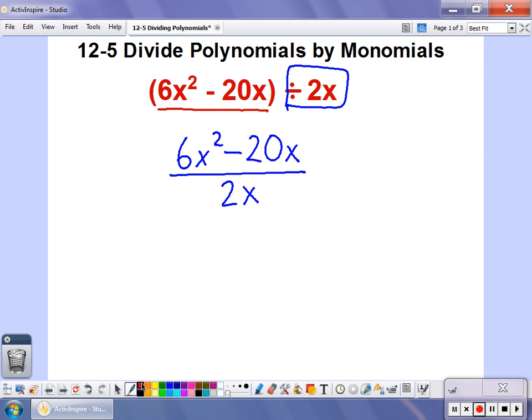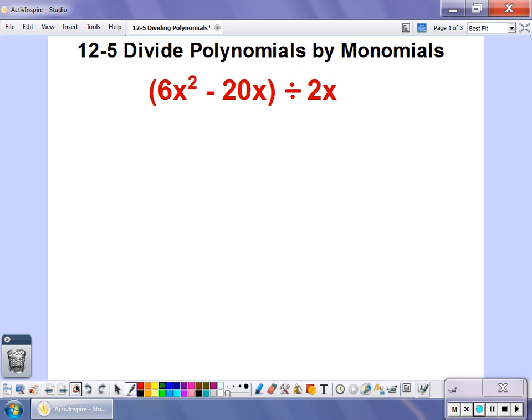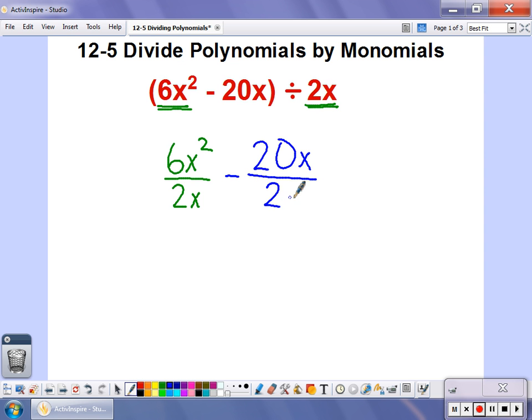What we want to remember to do is make sure that when we divide this, each term in that polynomial gets divided by that denominator. Okay? And sometimes if you think of it like this, it gets a little confusing. So when I do these problems, I like to rewrite it so that each term in my polynomial becomes its own fraction with the denominator of this monomial. So my 6x squared I'm going to divide by 2x. And then I'm going to take this 20x and also divide that by 2x. Okay, so I'm just going to take each term in my polynomial and divide it by the monomial.